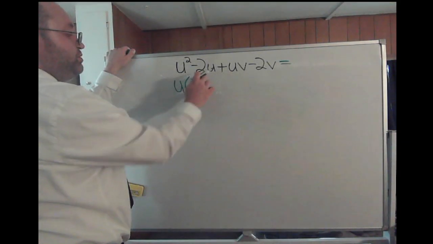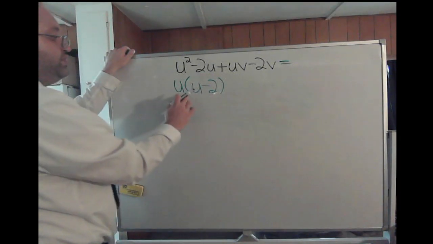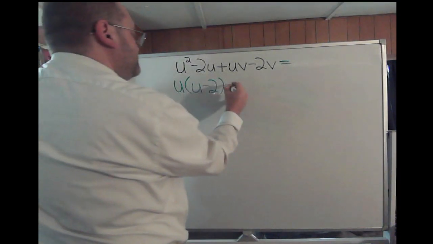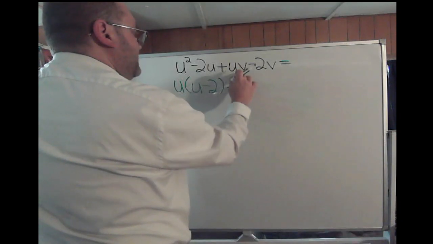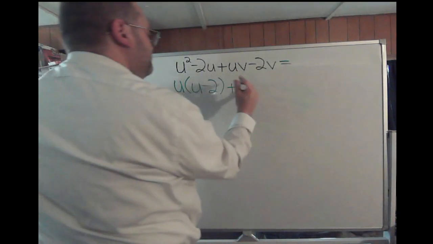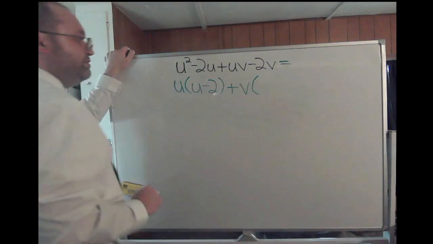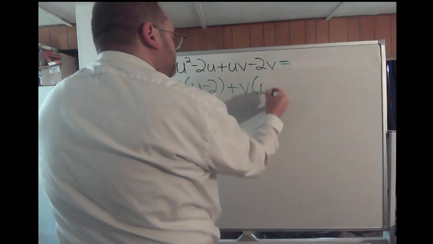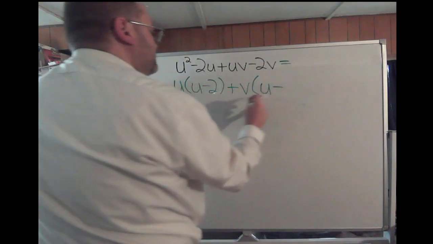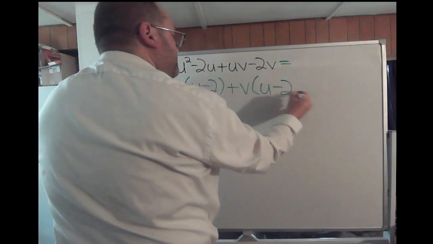Minus u times what equals 2u? Well, that'd just be 2. So now you have u times the quantity of u minus 2 plus, we got the second set of terms, uv minus 2v. Well, there's a common v that we'll factor out. So v times what equals uv? Well, that would just also be u. Minus, then we have v times what equals 2v? Well, that'd just be 2.